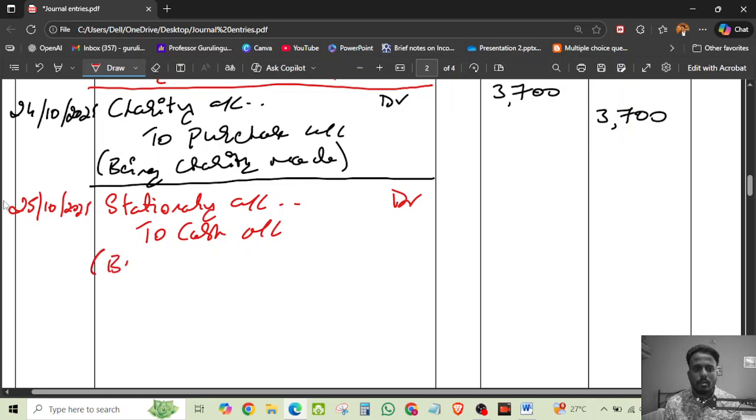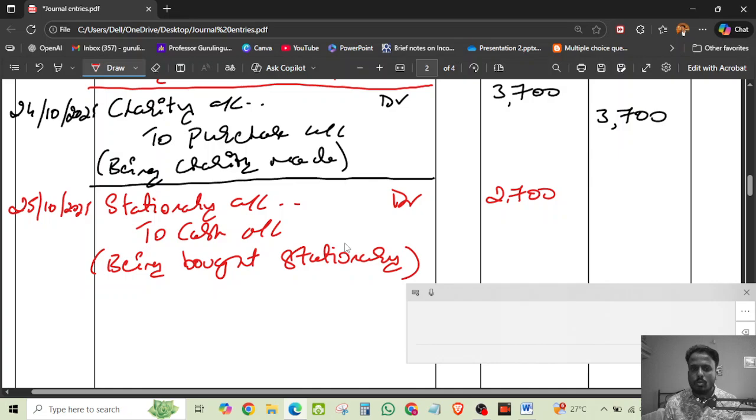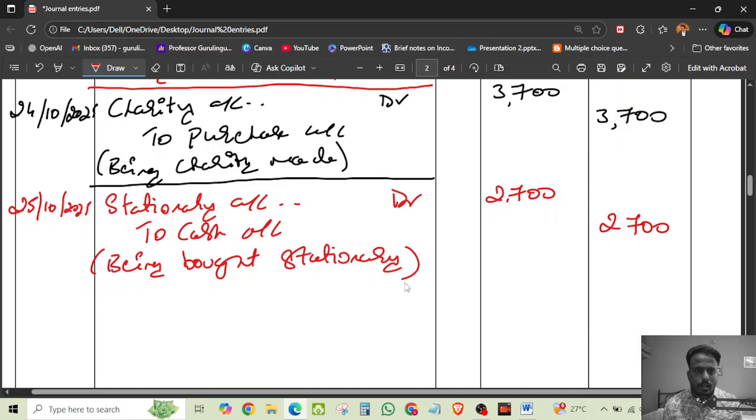being bought stationery. Amount is 2,700, 2,700, 2,700. So at the end we are closing only the particular column.